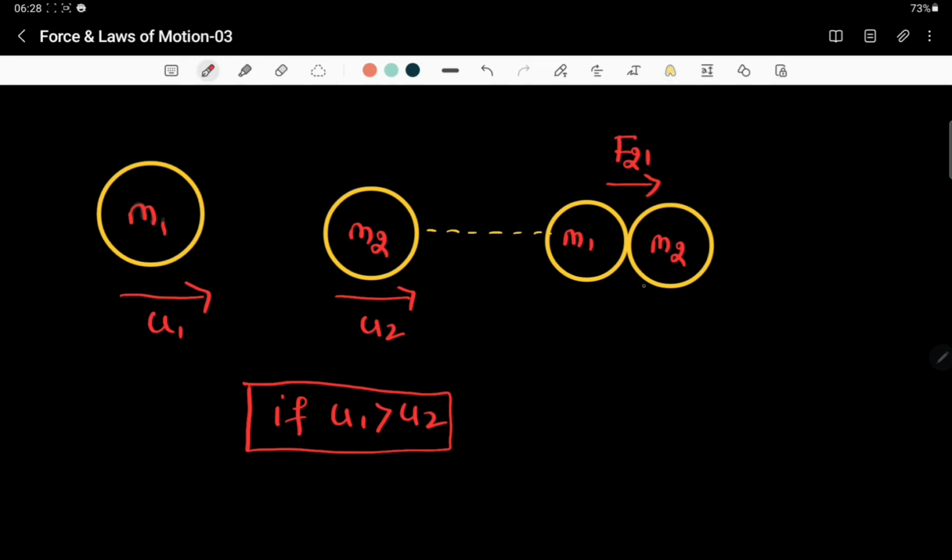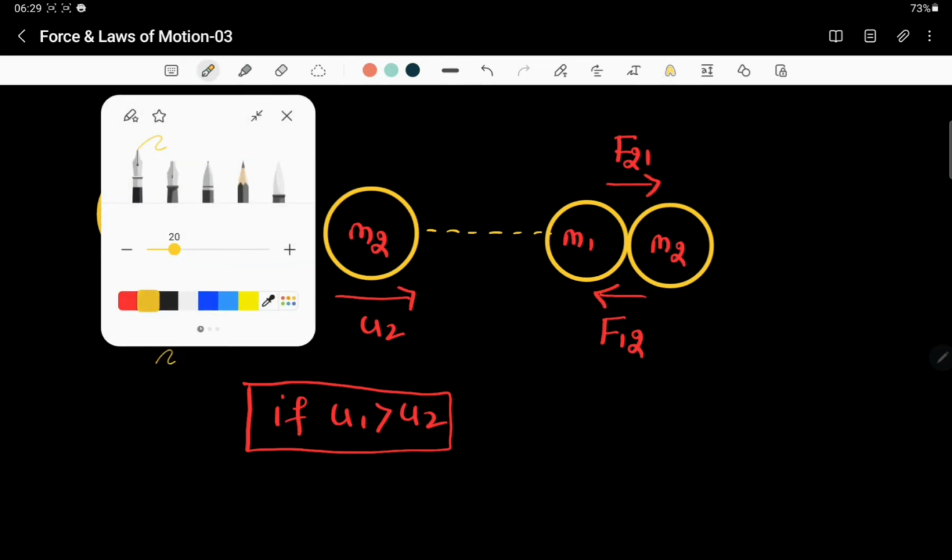Now similarly, the second body will also apply some force back on the first body. Why? Because this is an action, so some reaction should be there. For every action there should be some reaction. So we'll call this F12. F12 means the force on the first body due to the second body. The first body is applying force on the second body, and the second body is applying force on the first body, and both are equal and opposite according to Newton's third law.